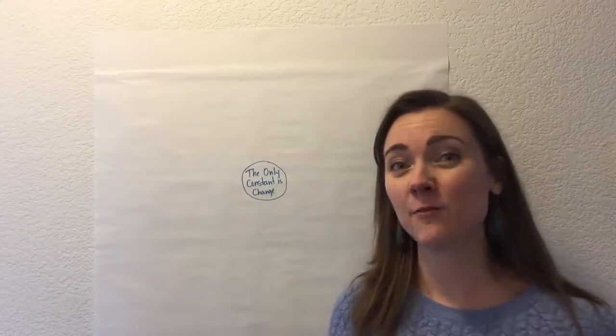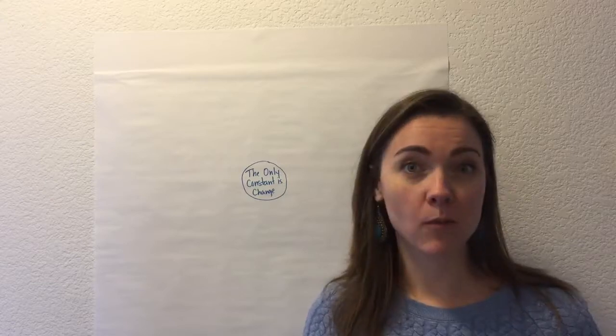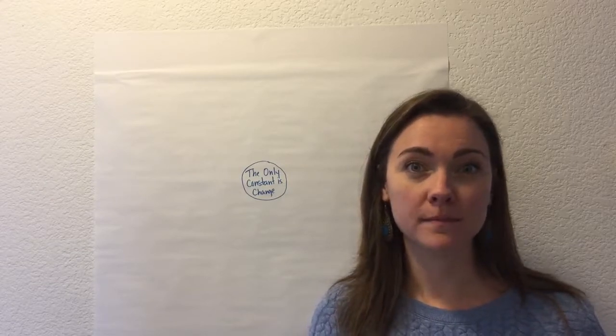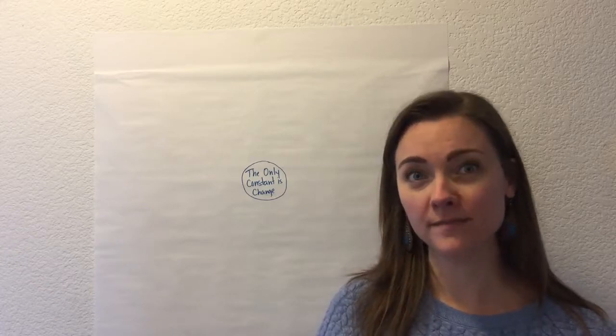First, you'll need a large piece of paper and markers. You'll also need to choose one of the 5 trends from What's Changing in Learning Part 1. I chose the only constant is change, so I wrote that here in the middle.